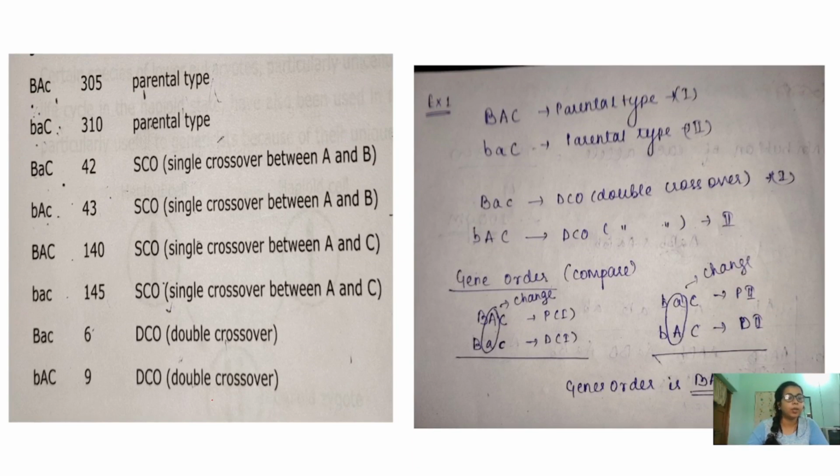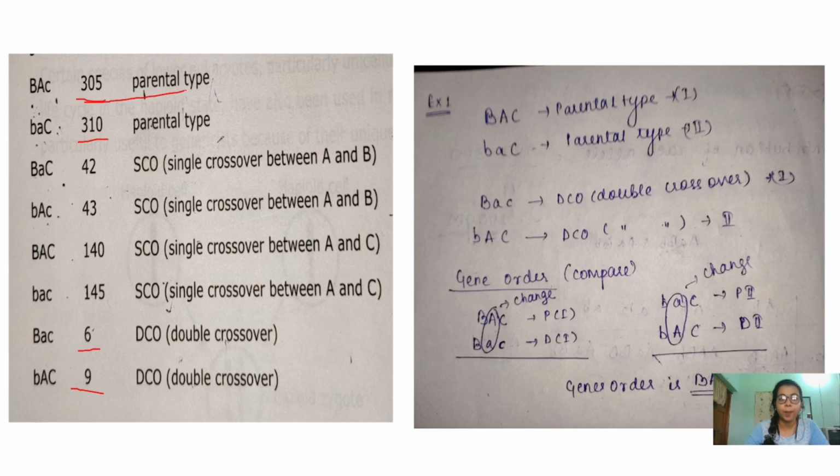Suppose this is an example, and here you are given certain phenotypes as well as the numbers, and you need to find out which one is parental and which one is double cross. What is double cross and single cross, we will discuss later. But first you need to find out which one is parental. The only trick is that the largest number is the parental combination and the least one is the double cross. Okay, this much you need to understand here. Later on I will discuss what is double cross and single cross. First we will find the gene order.